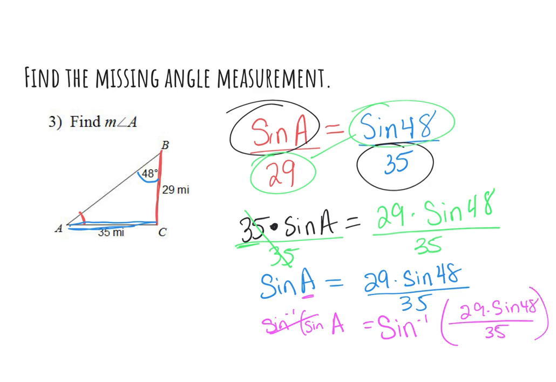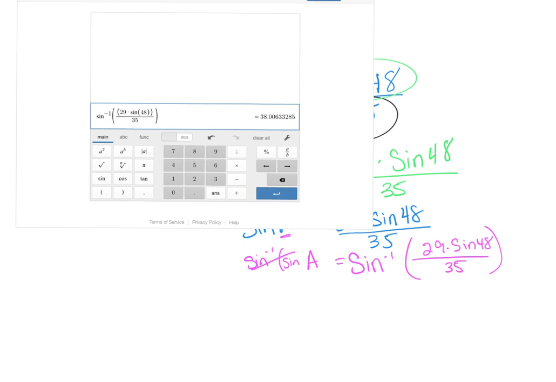And your calculator, a scientific calculator, will be able to do all of this in one step. So remember, when you're doing sine inverse, you want to make sure that 29 times sine of 48 is all in parentheses over 35. Make sure you are in degree mode, and you would end up with angle A equal to approximately 38.00, rounding to the nearest degree, so 38 degrees.